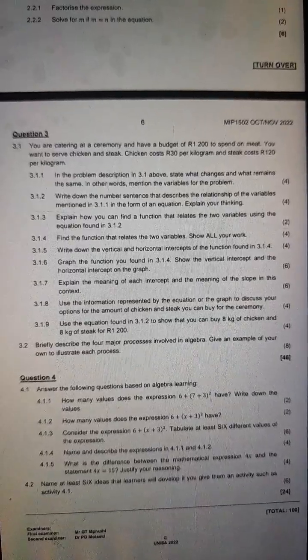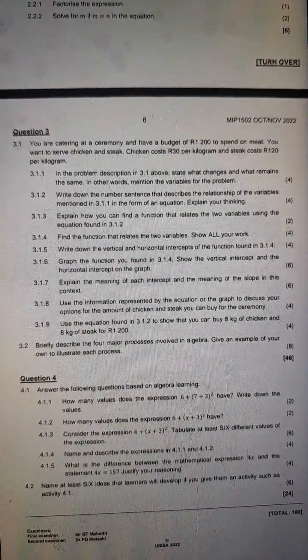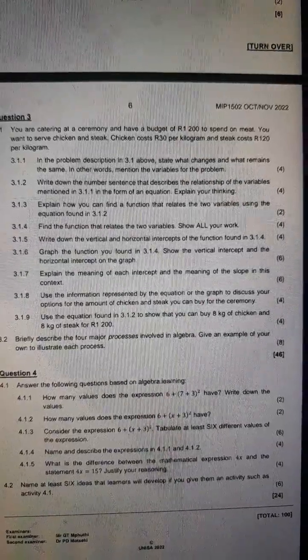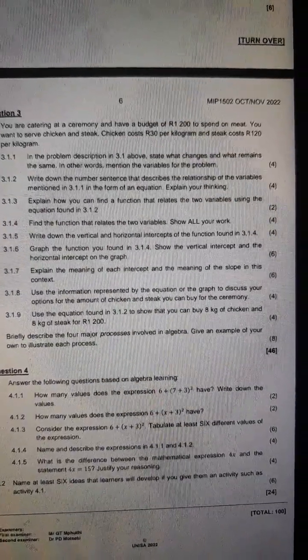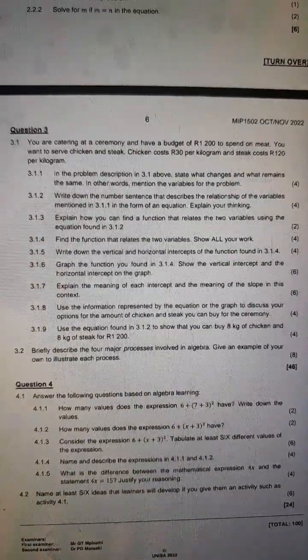Answer the question based on algebraic learning. How many values does 6 plus (7 plus 3) squared have? Write down the values. So let's put this into practice. We have question 4, 4.1, and remember that we are looking at 4.1.1. In this case, guys, you have 6 plus (7 plus 3) squared.